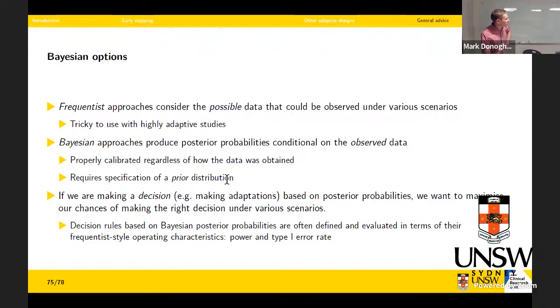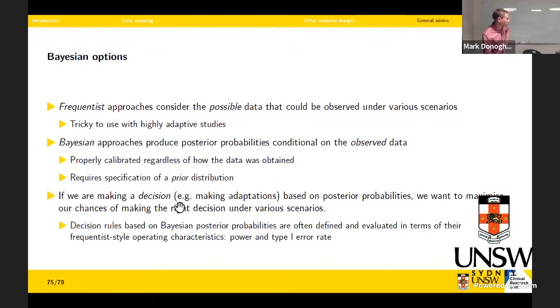I did that first example under the frequentist paradigm, where you consider what the data could look like under various scenarios. This is tricky to do with really highly adaptive studies because p-values are difficult to calculate in those situations. An alternative is a Bayesian approach, which is pretty commonly used in adaptive studies. They produce posterior probabilities that are conditional on what you observe, not what you might have observed.